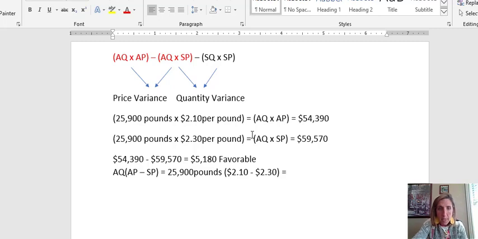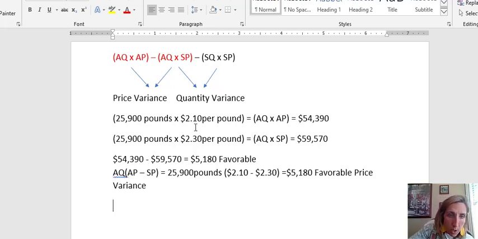So when I do that math and I take $2.10 minus $2.30, and I multiply that 20 cents saved, because that's a per pound savings, times 25,900 pounds, it gives me that same answer. This is just sometimes a shortcut. Sometimes it's just an easier way to see the problem. So that was our price variance. I'm going to work out the quantity variance now.